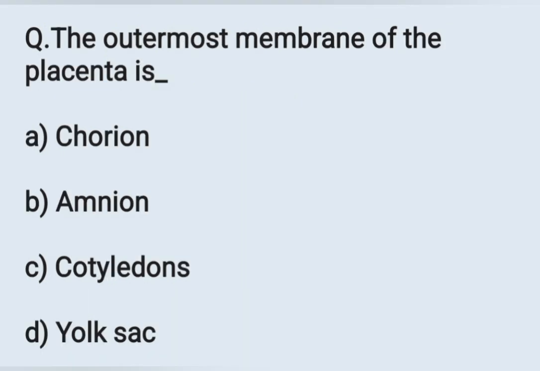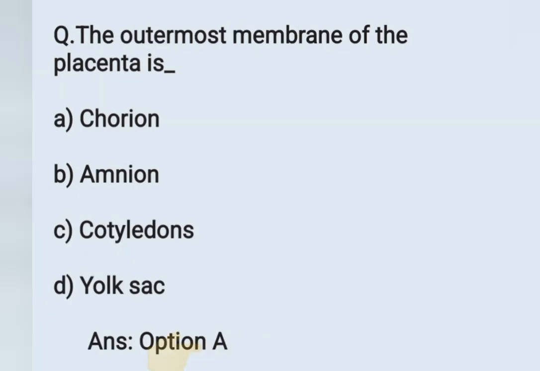And the next question is, the outermost membrane of the placenta is: option A chorion, option B amnion, option C cotyledon, option D yolk sac. The outermost membrane of placenta is chorion. Option A is the correct answer.